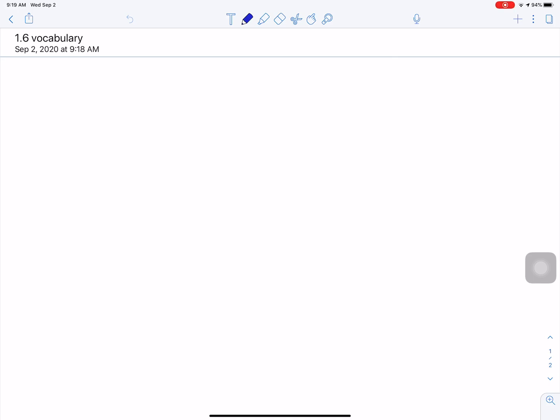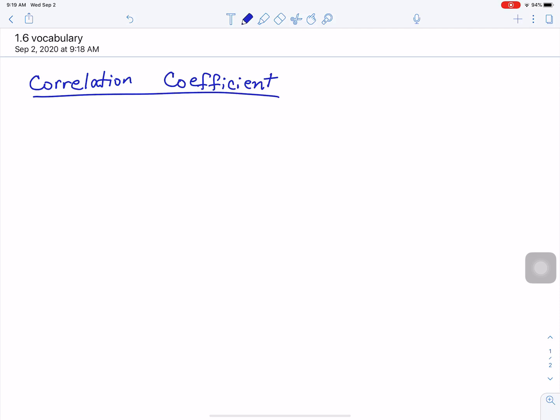Today we have 3 words. Our first word is correlation coefficient. So you should be adding these to your vocabulary, preferably in a notebook under the letter C, so they're a little bit easier to find and not just on some random page.